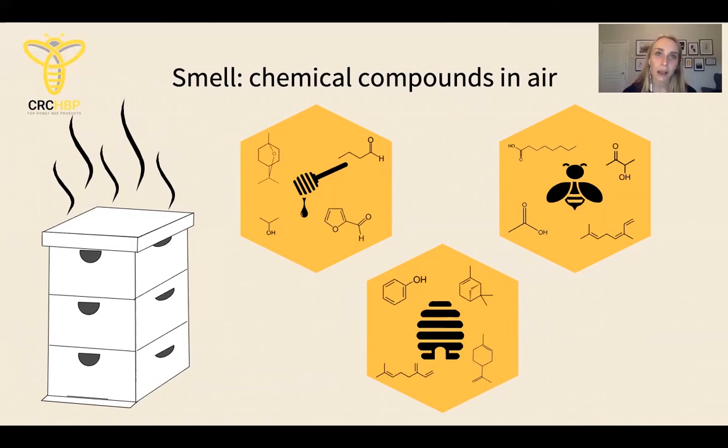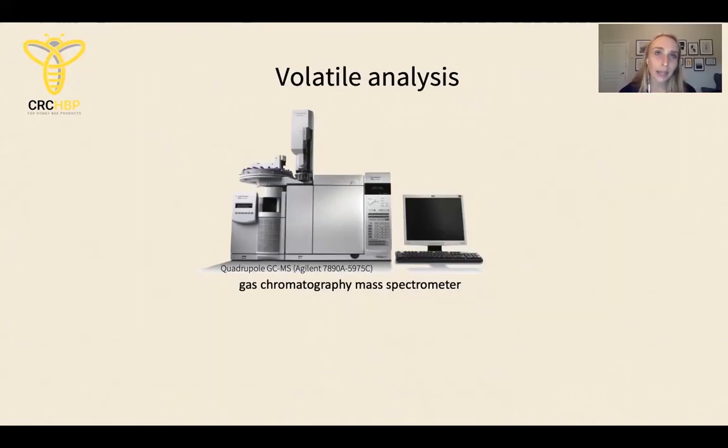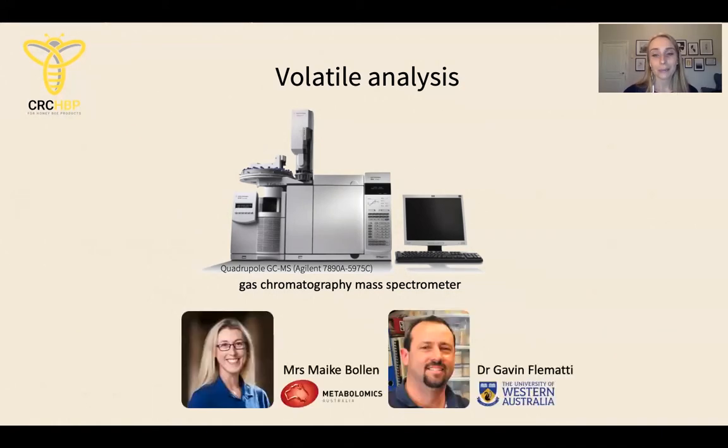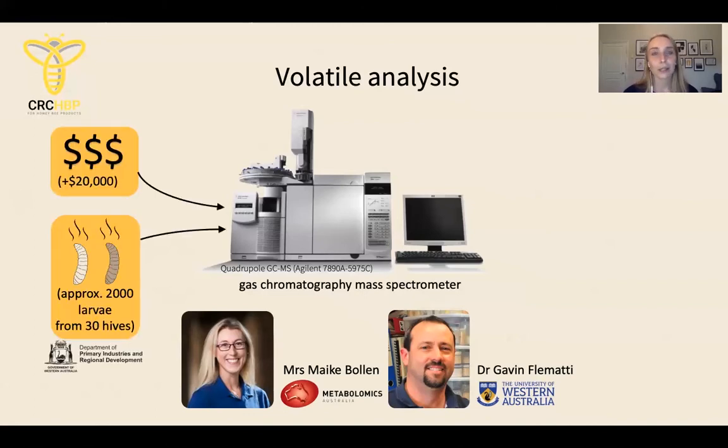We know that AFB hives smell different. They have that foul smell, and sniffer dogs are quite good at detecting outbreaks. But we needed to know what the exact chemical compounds were that caused that smell. And we can analyse the compounds with a gas chromatography mass spectrometer. Together with experts Micah Boland and Gavin Flematti, we used this very expensive GCMS to look at the compounds in the air around diseased and non-diseased larvae. The AFB brood that I analysed were generously donated by our bee biosecurity officers in WA and some anonymous beekeepers.